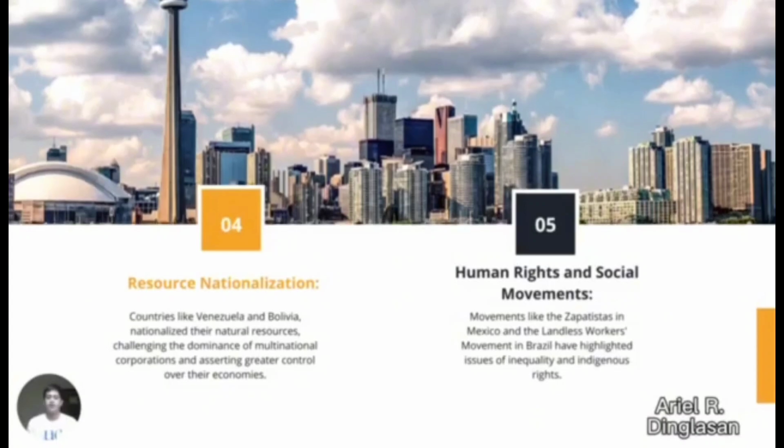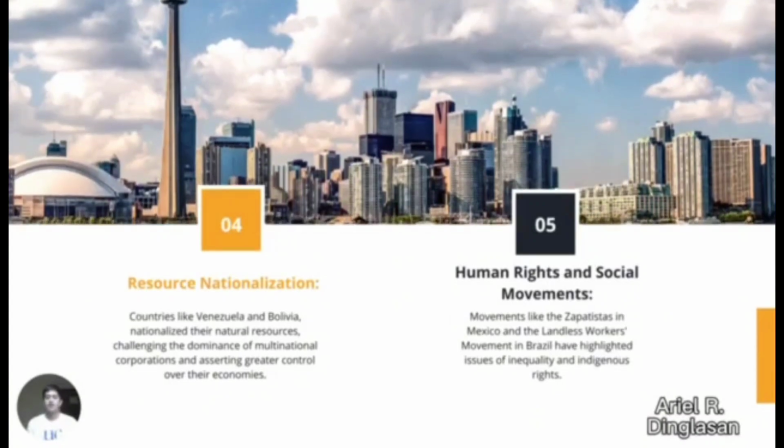Number four, resource nationalization. Some Latin American countries like Venezuela and Bolivia nationalized their natural resources, challenging the dominance of multinational corporations and asserting greater control over their economies.